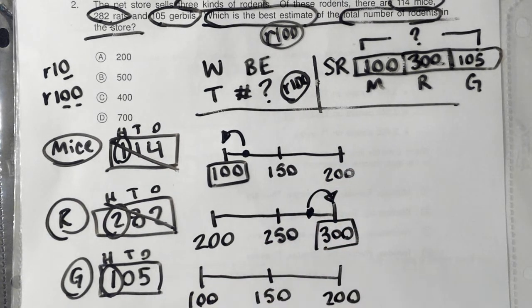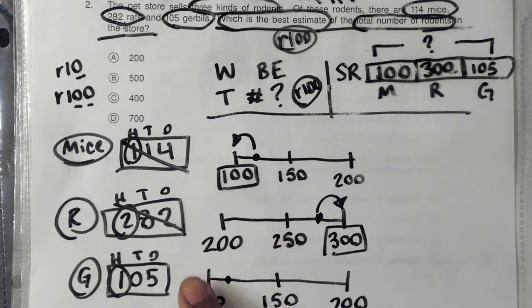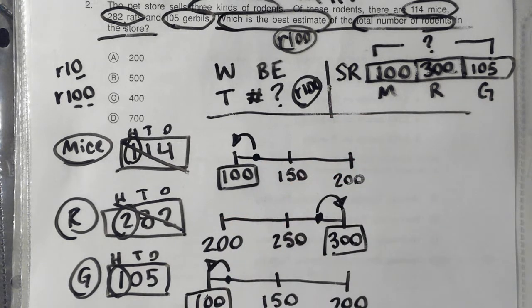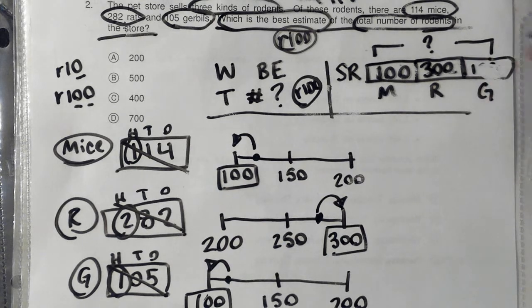Where does 105 go? Well, 100, 101, 102, 103, 104, 105. So it should be really close to the 100. That means that it's going to round to 100. So you box it in. 105 rounds to 100, so we need to change that in our strip.